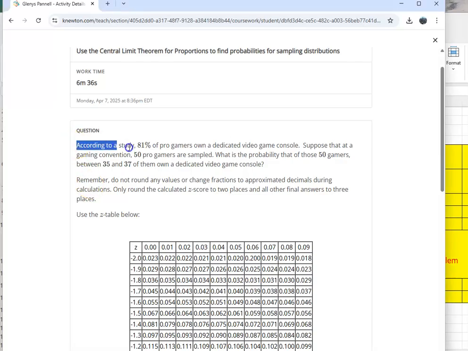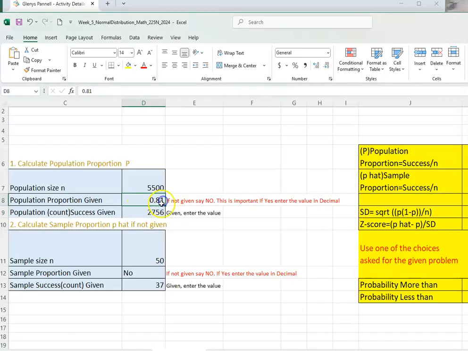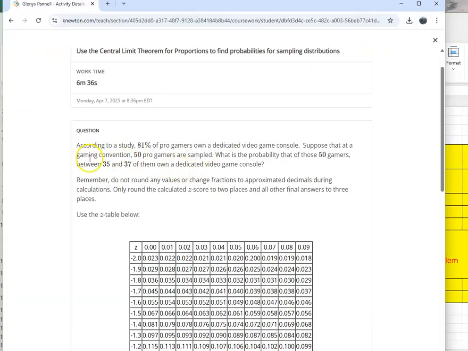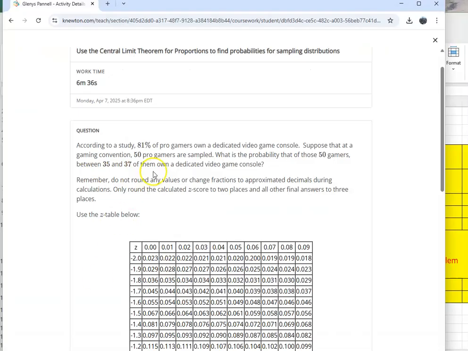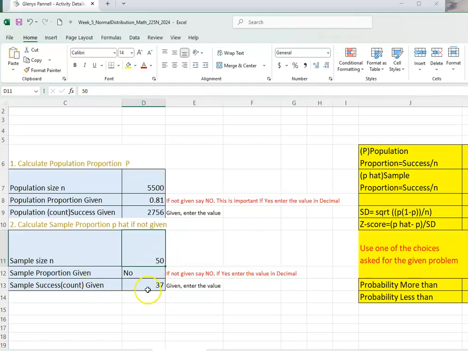Let's look at one more here. According to a study, 81% of pro gamers own a dedicated video game console. That's a statement about a population. So I'm going to type it in up here, 0.81. Once I have a value in here, again, these numbers don't really matter. I'm just going to leave them as they are. So 0.81 is our population proportion. And then at a gaming convention, 50 are sampled. So I'm typing 50 here. And then what's the probability that between 35 and 37 of them own a dedicated video game console? And so I'm going to need to type in 35 and 37 here and look at the calculations.